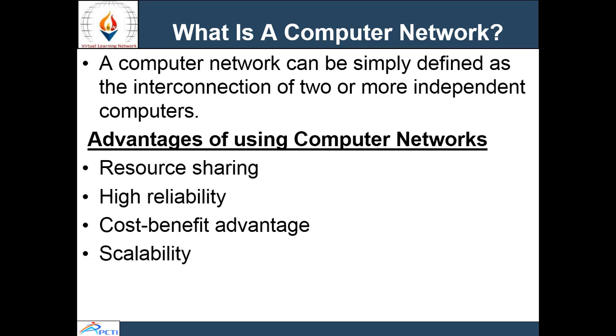Next one is high reliability. A network may have alternative sources of supply. In case of one resource failure, the others could be used and the system continues to operate at reduced performance. This is a very important property for military, banking, air traffic control and many other applications. Next one is cost-benefit advantage. It is also a main advantage of computer networks. Last one is scalability: the ability to increase system performance gradually by adding more processors.